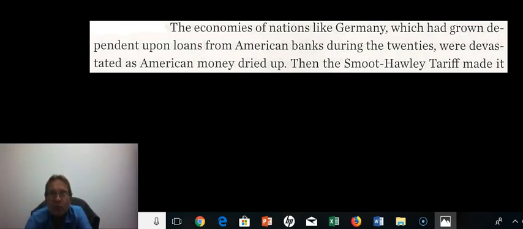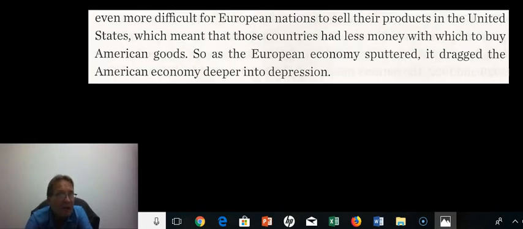Then the Smoot-Hawley tariff made it even more difficult for European nations to sell their products in the United States, which meant that those countries had even less money with which to buy American goods. So as the European economy sputtered, it dragged the American economy deeper into depression.